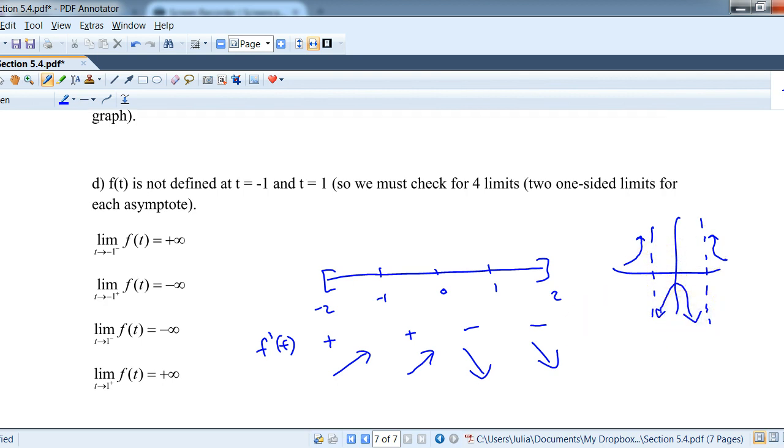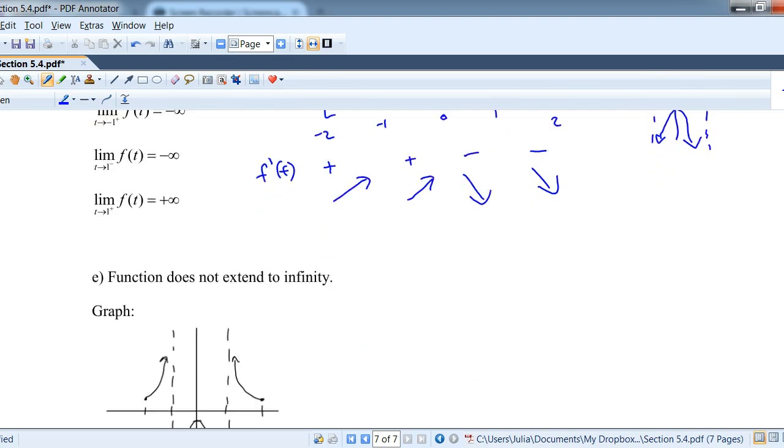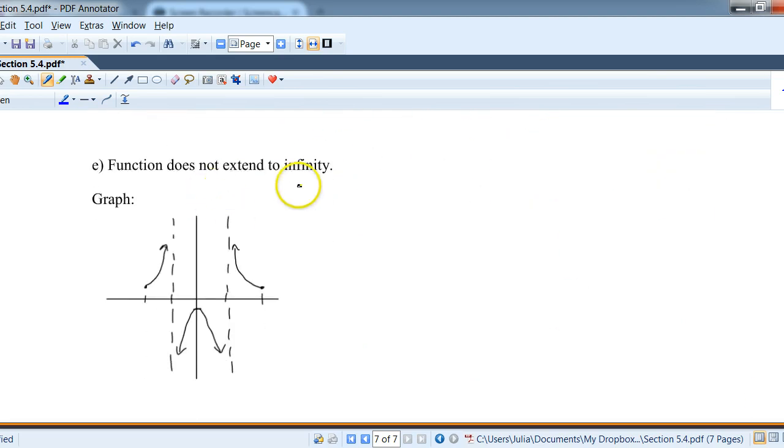So we have 4 limits, which you can rewrite as y approaches infinity or negative infinity. And here's what the graph looks like. And for part E, the function does not extend to infinity, so we don't have to do that part. And that's it for this video.